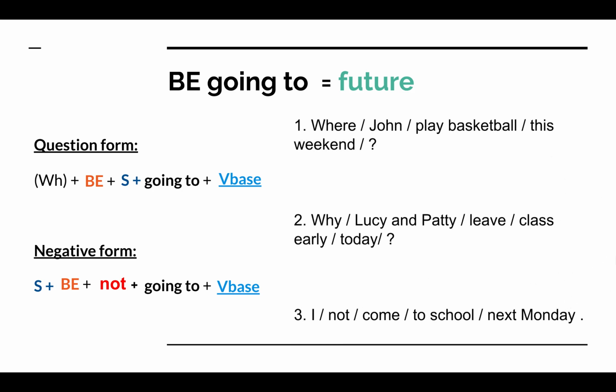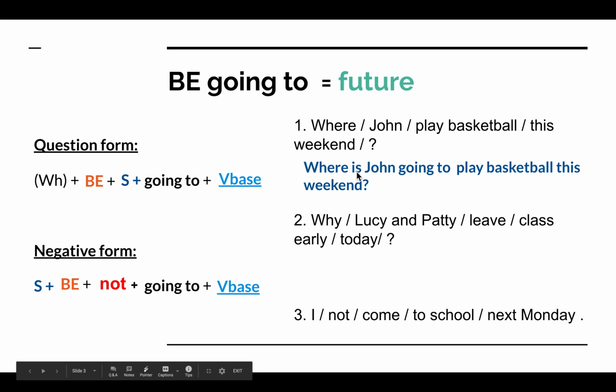I've got three kind of cut up sentences, and I'd like to see if you can use the words and change the verb tense into be going to in order to make two questions, and number three is going to be a negative statement. You can pause the video while you think about this. I'm going to give you the answers right now. So here's the first one. Where is John going to play basketball this weekend, right? Notice that the form of be comes before the subject, John.